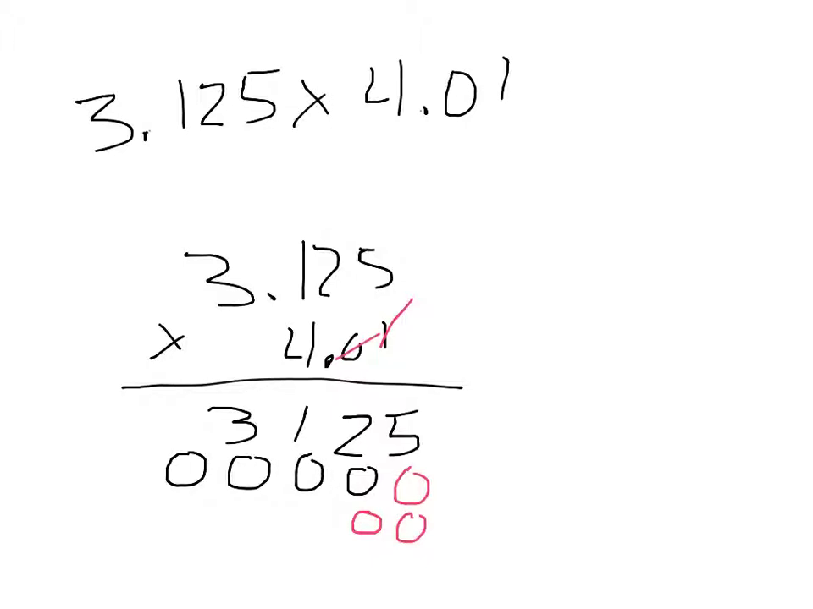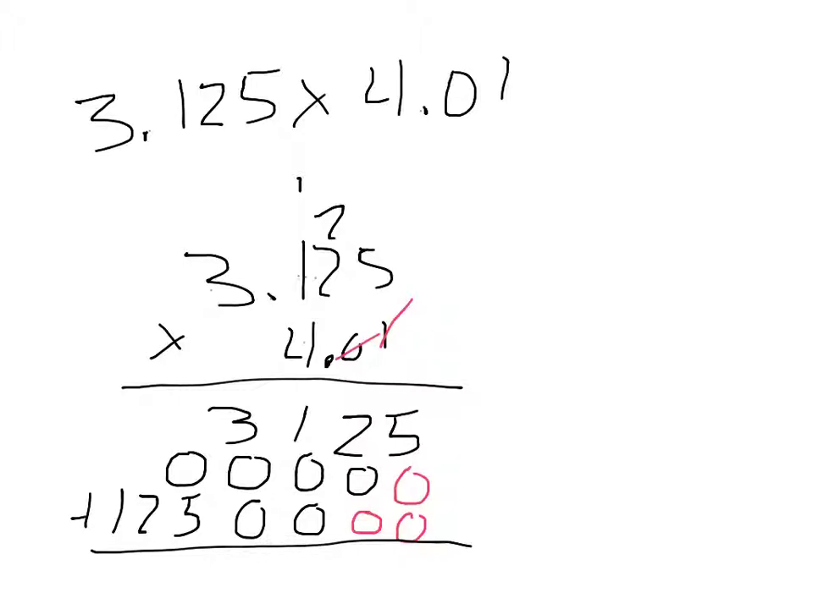4 times 5 is 20, add the 0, put a 2 up. 4 times 2 is 8, plus 2 is 10, add the 0 and the 1. 4 times 1 is 4, plus 1 is 5. 4 times 3 is 12. Okay? And one of the things that I didn't do that I should have is I should have been more careful about lining up my values so that I'm making sure that I add correctly. Okay? But here we're going to add straight down.